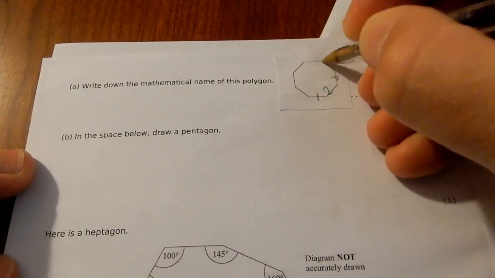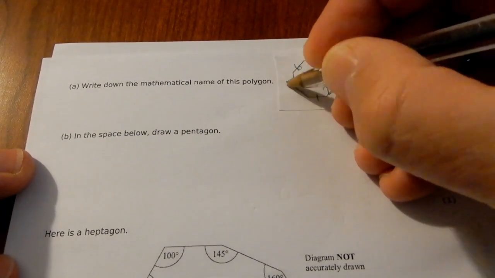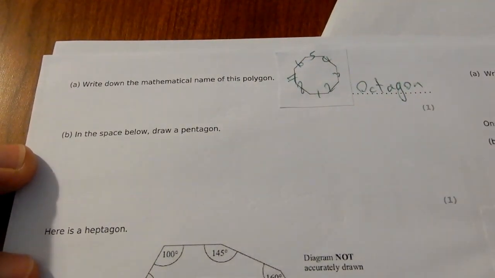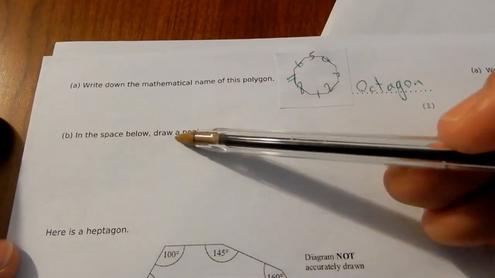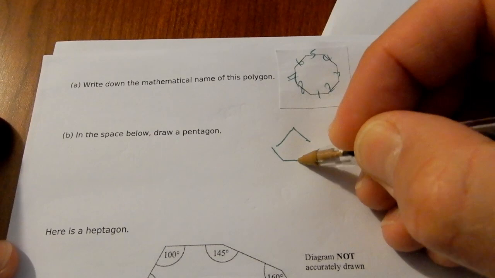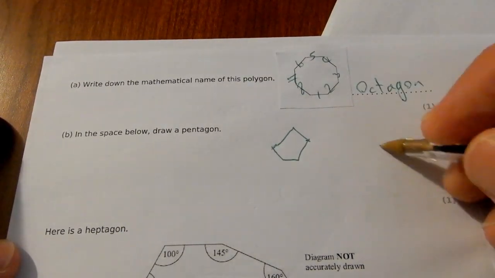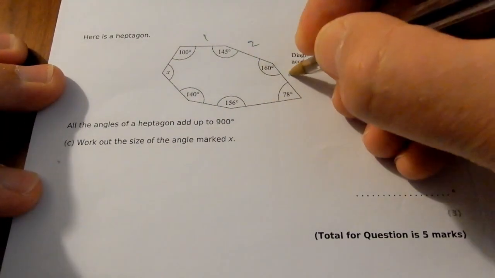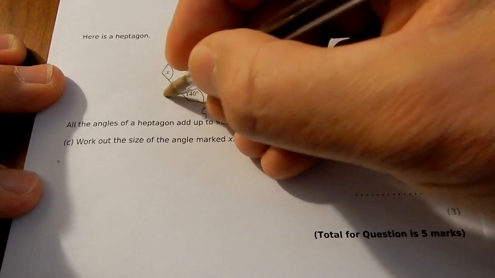1, 2, 3, 4, 5, 6, 7, 8. Octagon. Just like an octopus, it's 8. In the space layer, draw a pentagon. Pent is 5. Make sure it joins up. Here is a heptagon. Okay, let's make sure. 1, 2, 3, 4, 5, 6, 7.